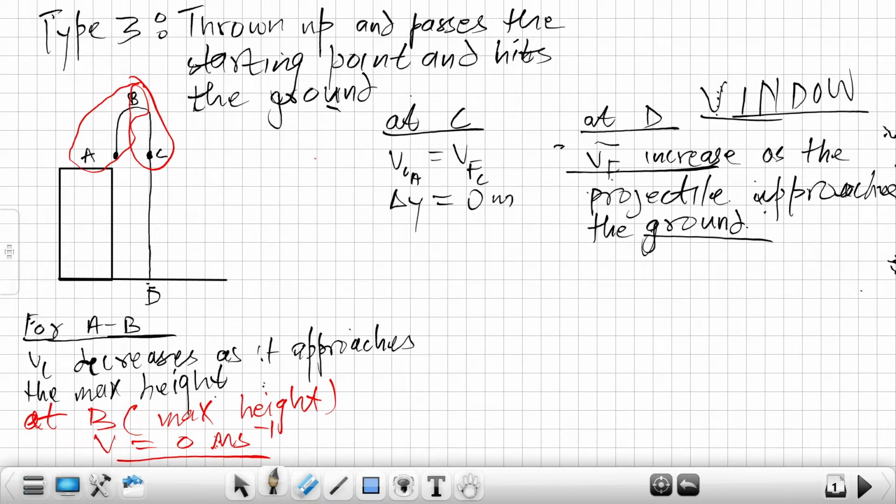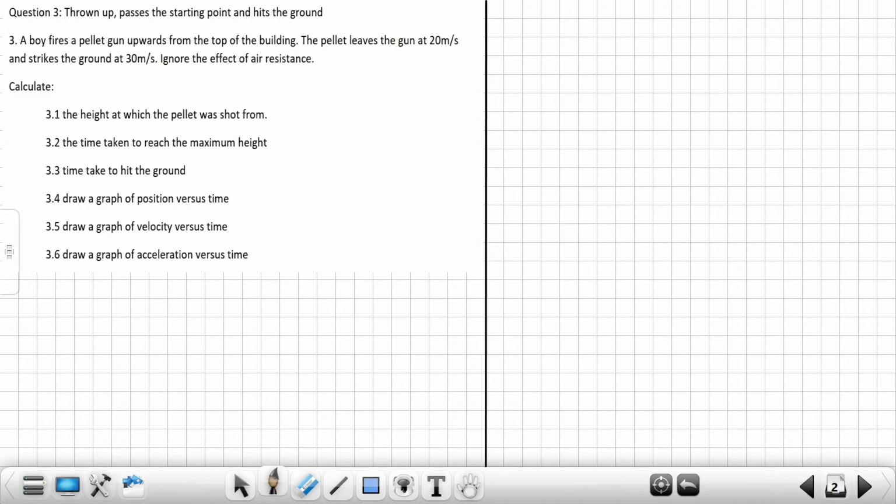So there's a question here that we have. It says, question 3, a situation where we have a ball that is thrown up, passes the starting point, and hits the ground. They further say, a boy fires a pellet gun upwards from the top of the building. The pellet leaves the gun at 20 meters per second and strikes the ground at 30 meters per second. And what is important is ignore the effects of air resistance.